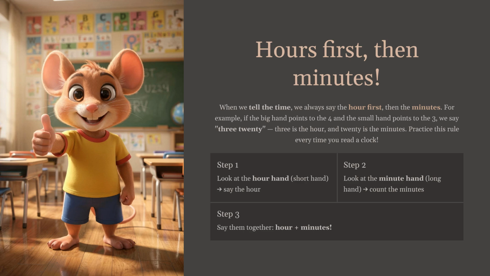Step 1. Look at the short hand. That is the hour. Step 2. Look at the long hand. That shows the minutes. Step 3. Say them together. Hour, then minutes. Practice this every time you read a clock.